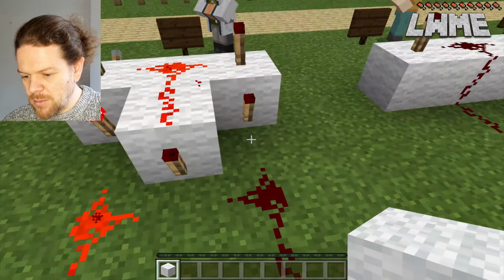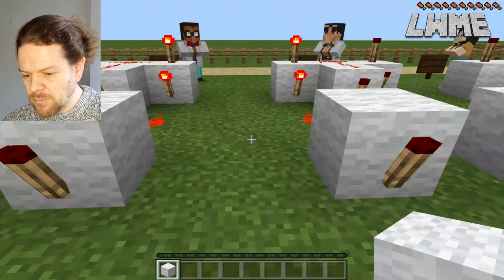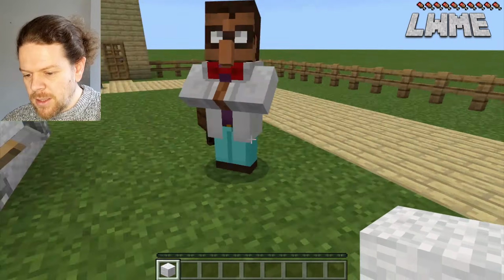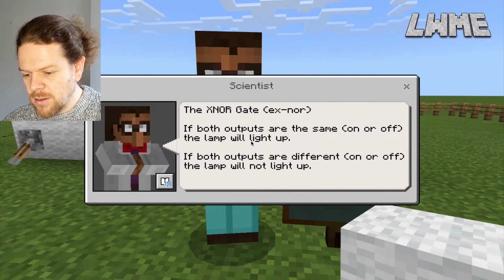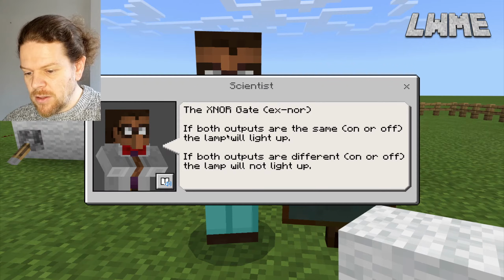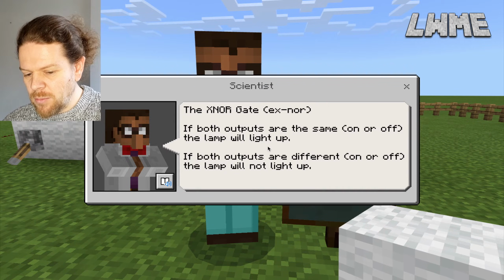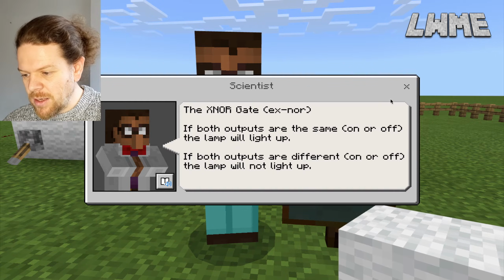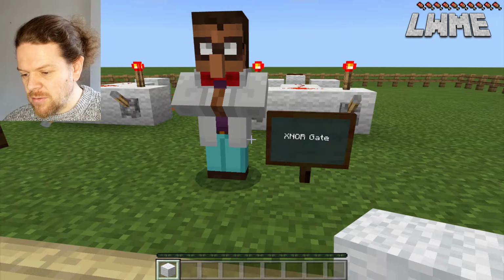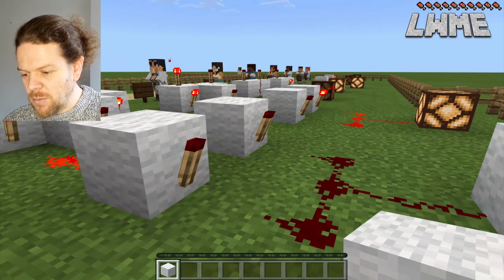Just kind of zoom around it a little bit so you can have a careful look at that. There you go. And finally, we have an XNOR gate. So XNOR, if both outputs are the same, on or off, the lamp will light up. If both outputs are different, the lamp will not light up. So it's the reverse of the XOR gate. And as you can see, it's constructed in the exact same way.